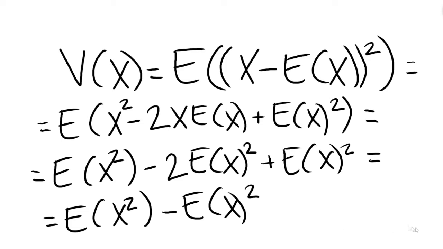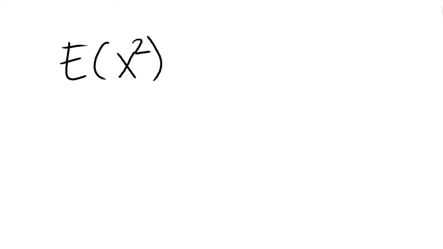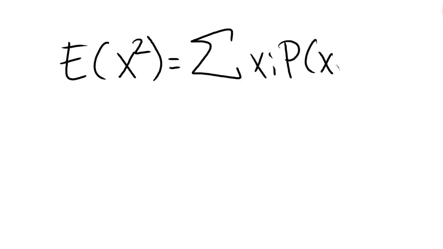be calculated? Well, for the expected value of x squared, we have two different scenarios. We can have a discrete situation or we can have a continuous situation. So we're going to look at both. If we have a discrete one, we have the sum of xi times the probability for xi, but in this case we change the xi to xi squared, and then parentheses, of course.